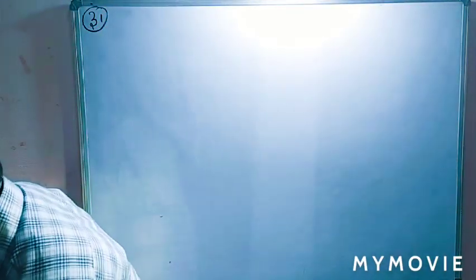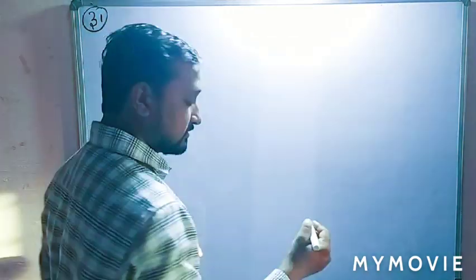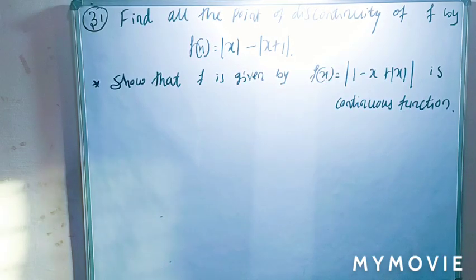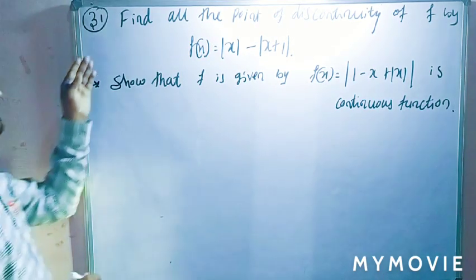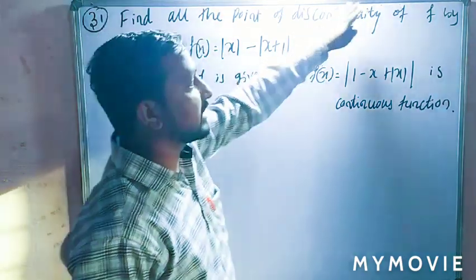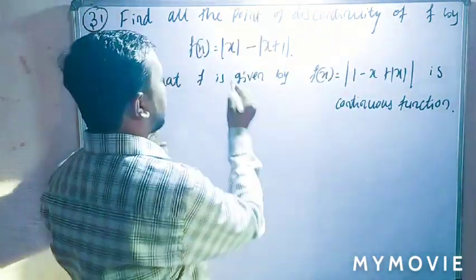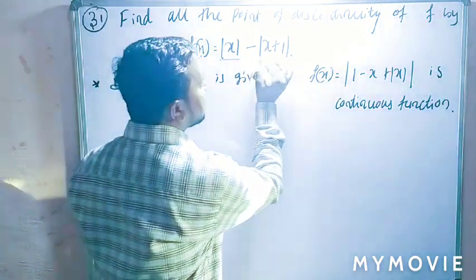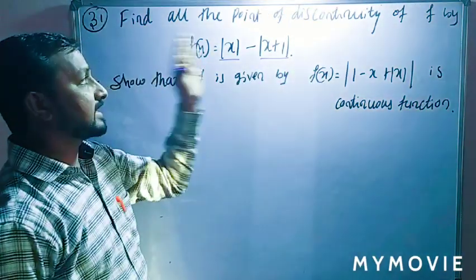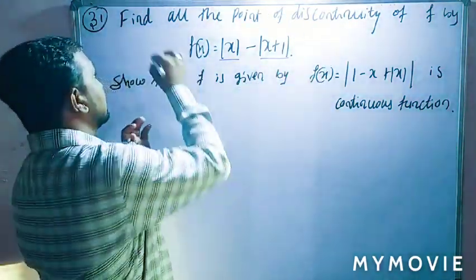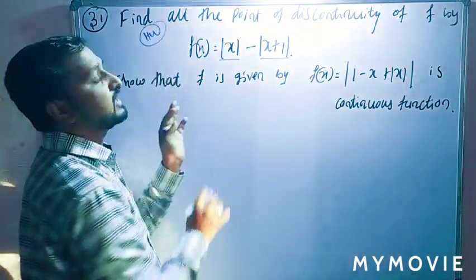The next example is to find all points of discontinuity of the function defined by f of x equal to mod x minus mod of x plus 1. Check the continuity of this function. Okay, this is also your work. This is a very easy example.